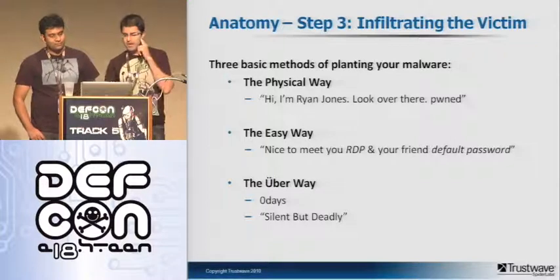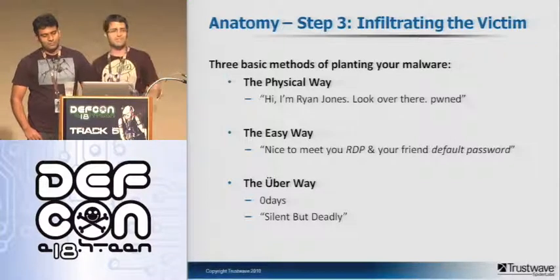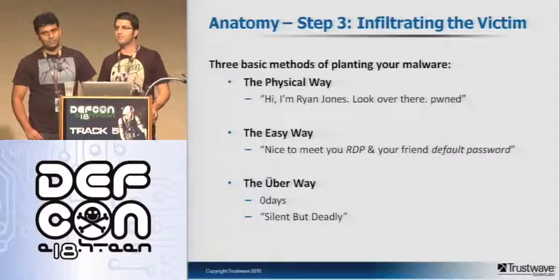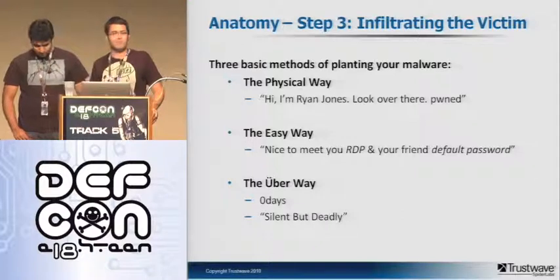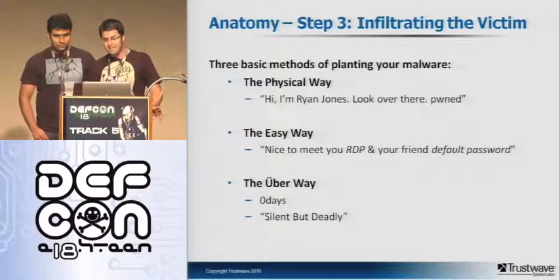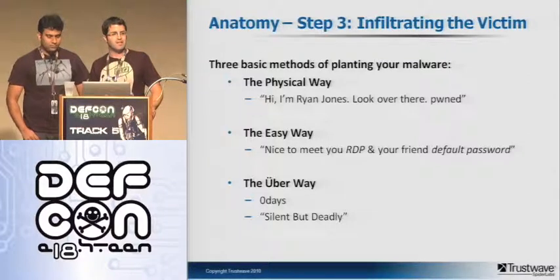So here's step 3, basically infiltrating your victim. We have a couple different ways. You have basically the physical way, and we see these attacks. You walk up to a computer, you stick a USB key in, and it basically puts the malware on the system. That's a physical way. The easy way that we often see is remote desktop and default passwords. We see those all the time.